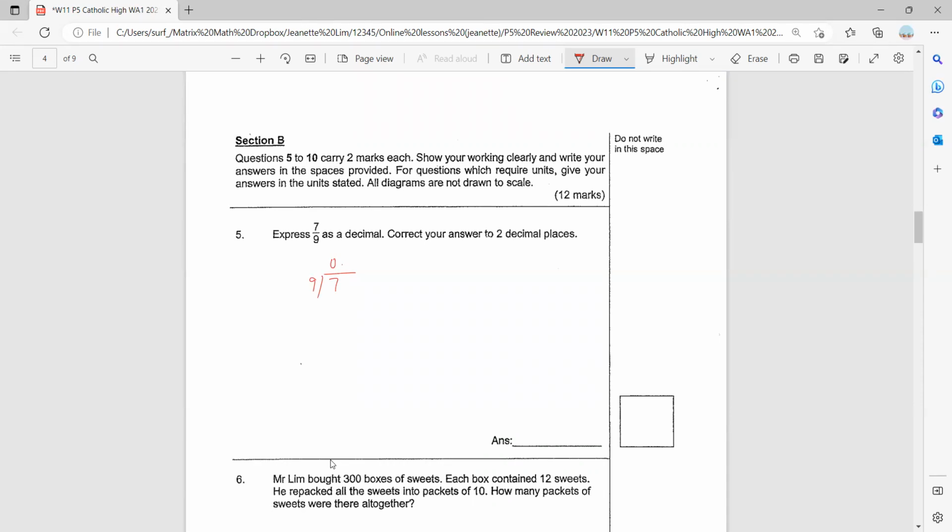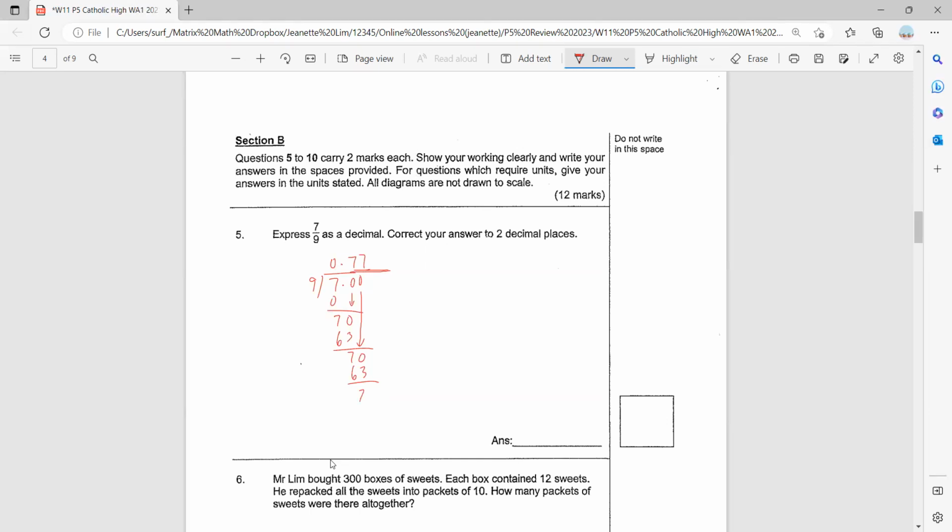Okay, 7 divided by 9 is 0, so 0, then 7, right? So you want to add a decimal point and bring down a 0. Then this is 70. 7 times 9 is 63. Then you get 7. You keep getting the same number. Wait, if it says 2 decimal places, that means we need to stop at the 3rd decimal.